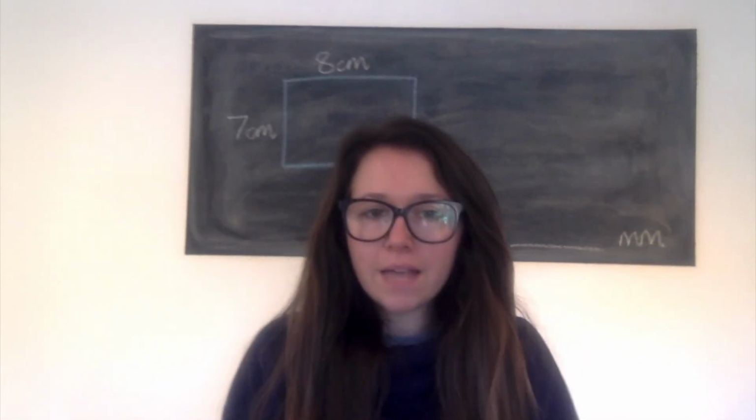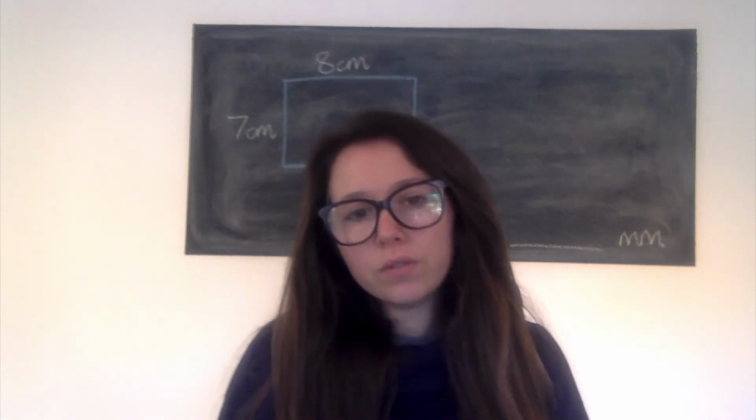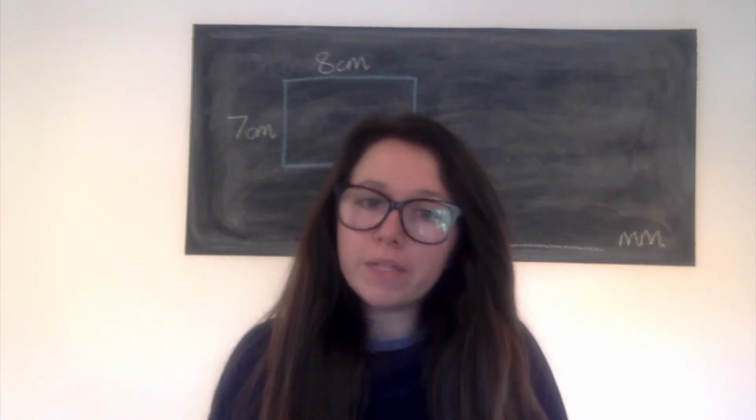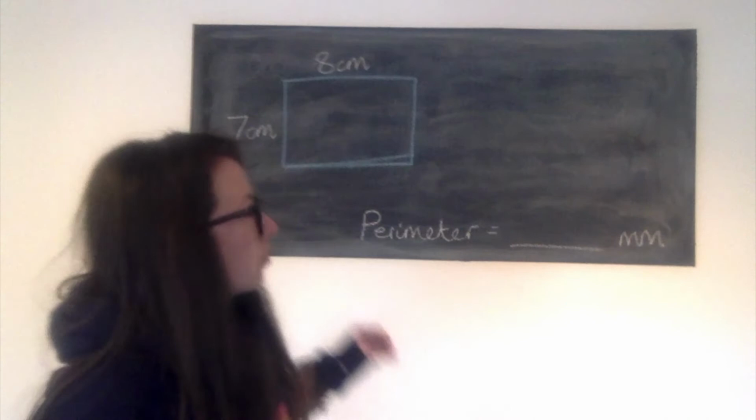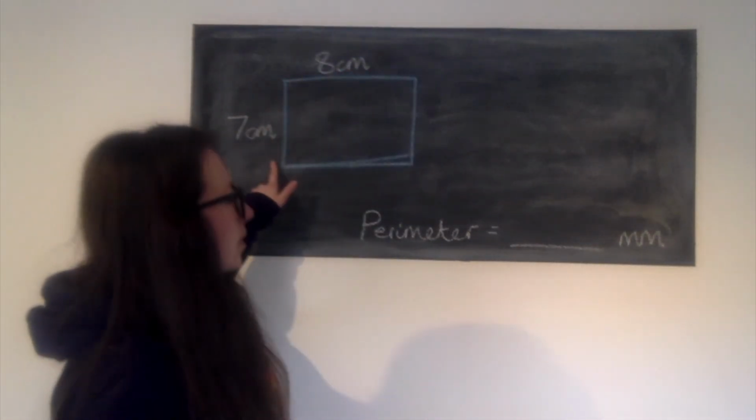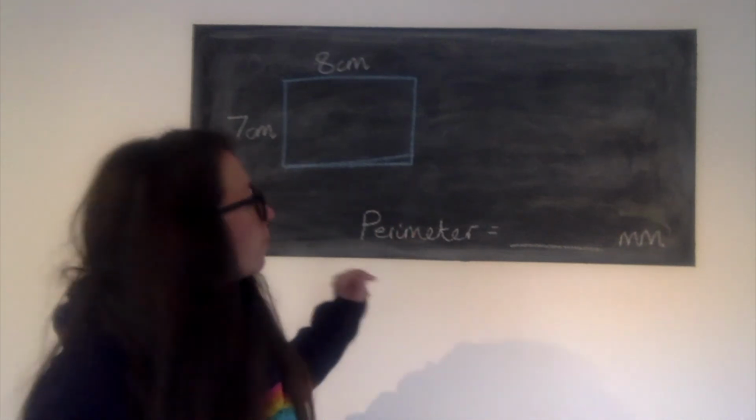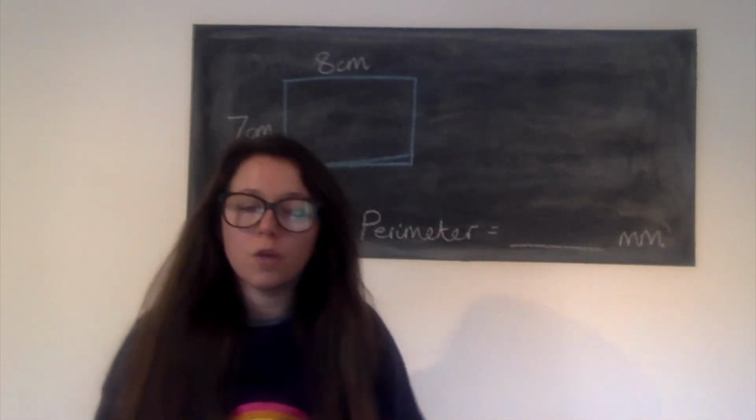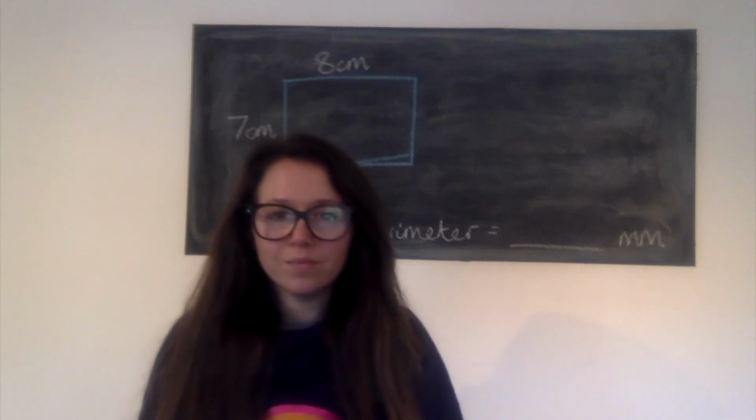And now for the last task, a bit of problem solving. I want you to pause the video and find the perimeter of this rectangle. It's not drawn to scale, but this side is 8 centimetres, this side is 7 centimetres, but I want your answer of the perimeter in millimetres. So pause the video and then we'll go through it together.